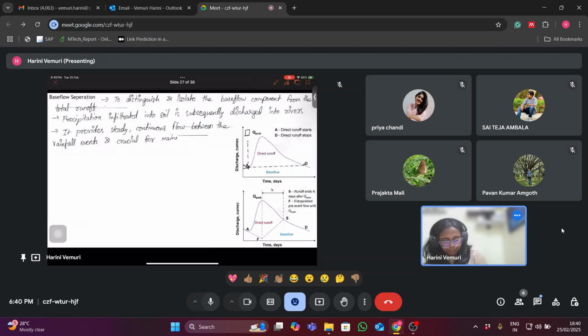Okay. So if we separate the base flow from the flood hydrograph, then whatever hydrograph we get is called the direct runoff hydrograph. Flood hydrograph minus base flow will give us the direct runoff hydrograph.